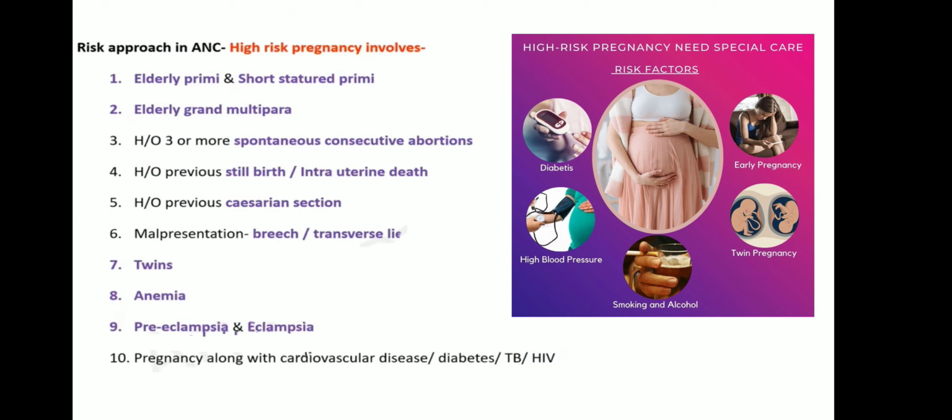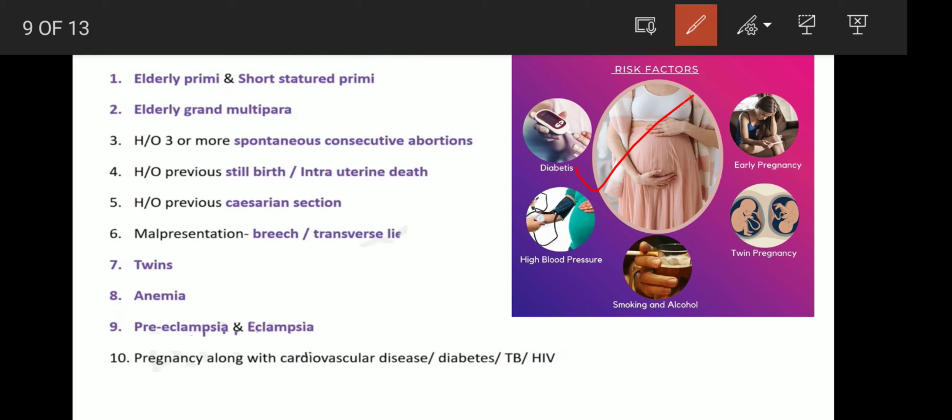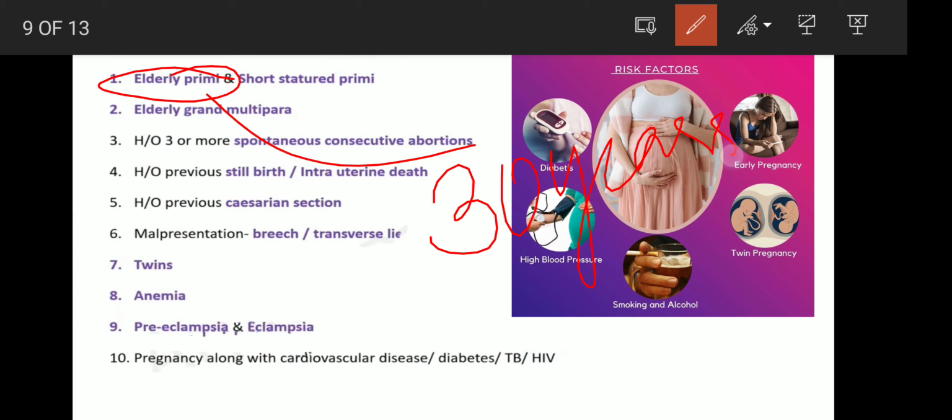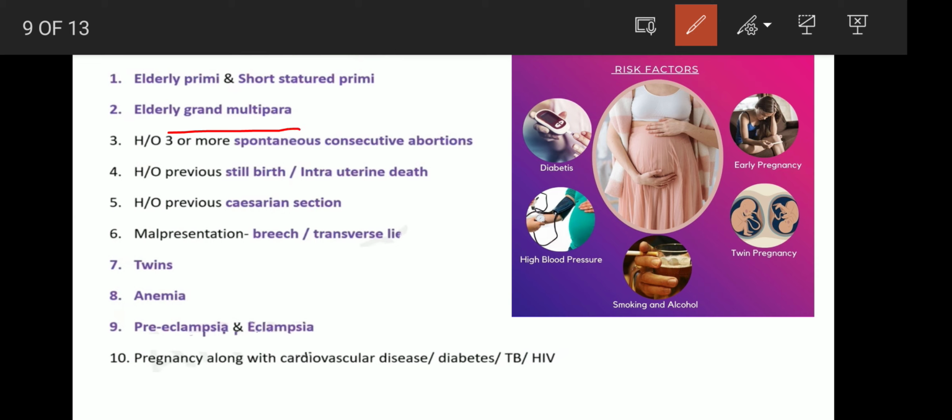What are the high risk cases? An early primi or a short statured primi. Also we have early as well as elderly primis. Elderly primis are those who are 30 years and above, or a short statured primi. Elderly grand multipara, multiple pregnancies, grand multipara, and also she is elderly, 30 plus, 35 plus.